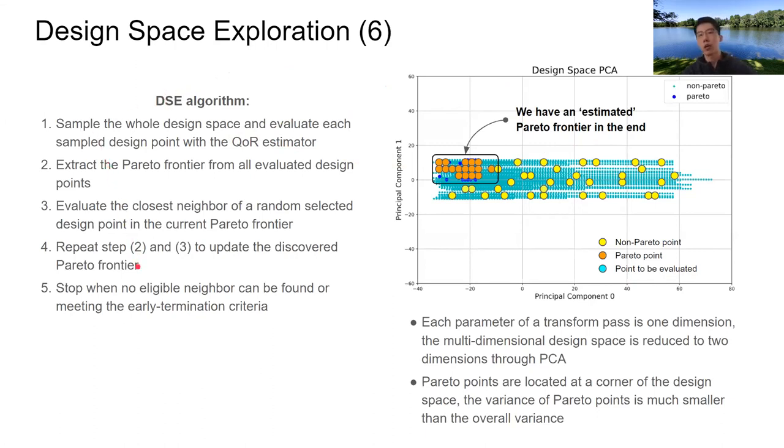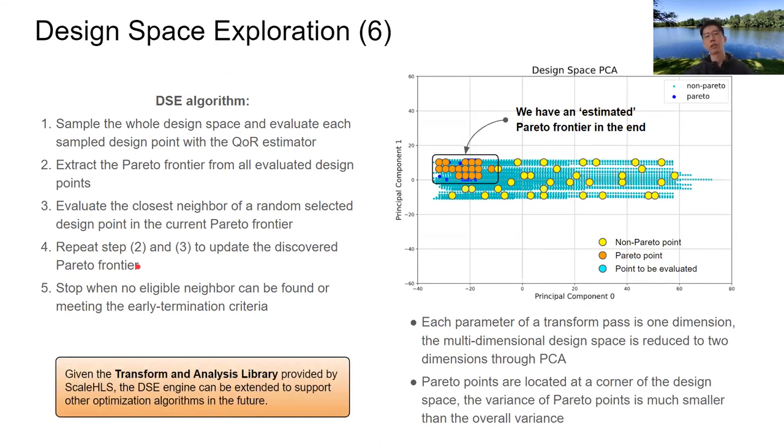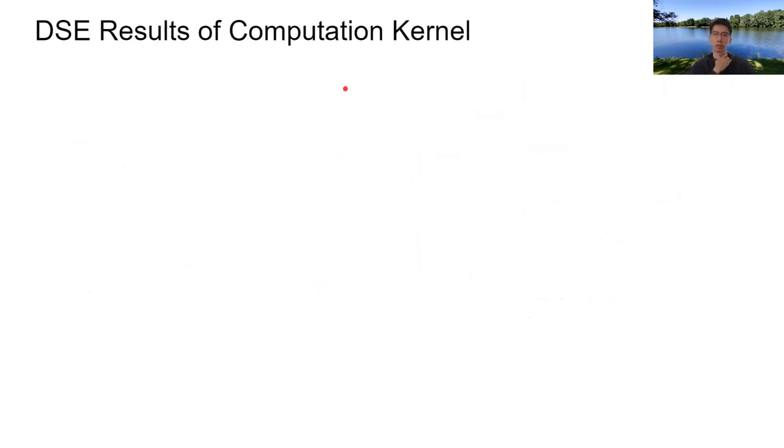And I want to mention that on top of the transform and analysis library provided by ScaleHLS, all of the optimizations are automated and are ready to be called by the DSE engine. So you can easily extend the DSE engine to support other optimization algorithms to solve such an optimization problem. And then let's take a look at the result of the design space exploration.